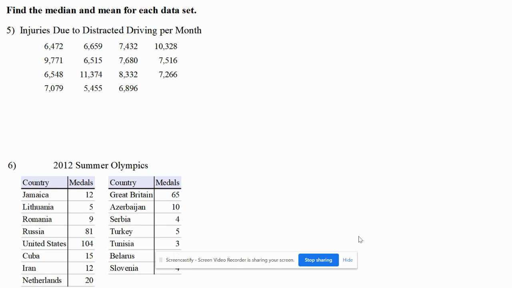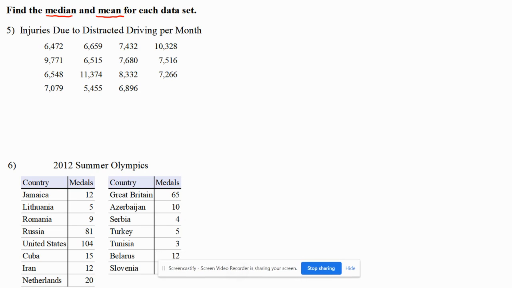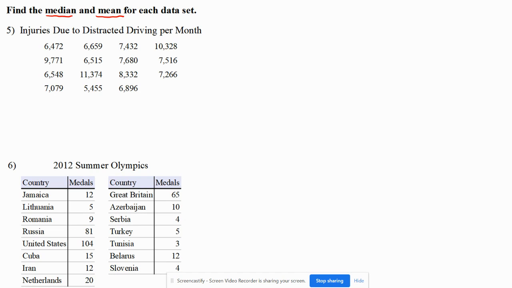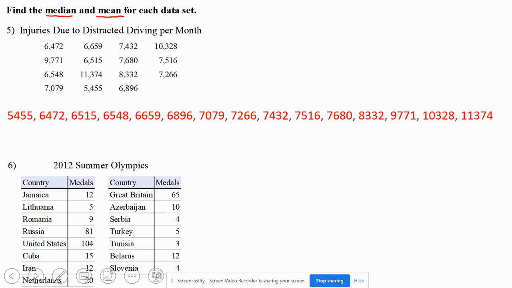First of all, it says find the median and the mean for each data set. So do notice that in this case, I'm asking for two things. Find the median and the mean for each data set. Let's start with the median. I'm going to get my numbers and list them in order from small to large.